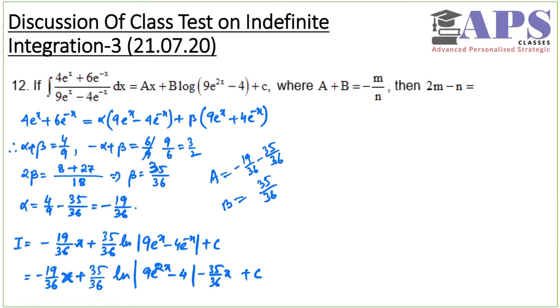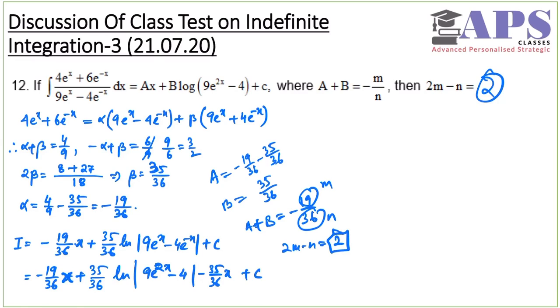So what you have to find here is A plus B. Of course A plus B is equal to minus 19 by 36, and so this is our M, 19 is M, and this is our N. You have to find 2M minus N, so 2M minus N is 2. Then that is the correct answer in this case. 2 is the correct answer. Let's go to next question.